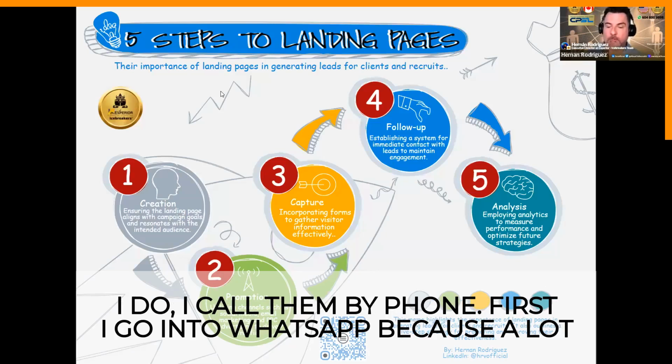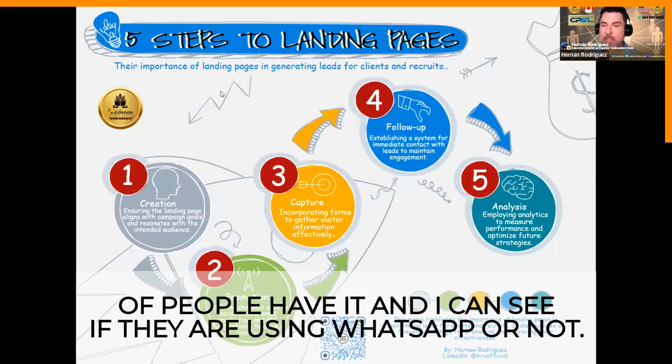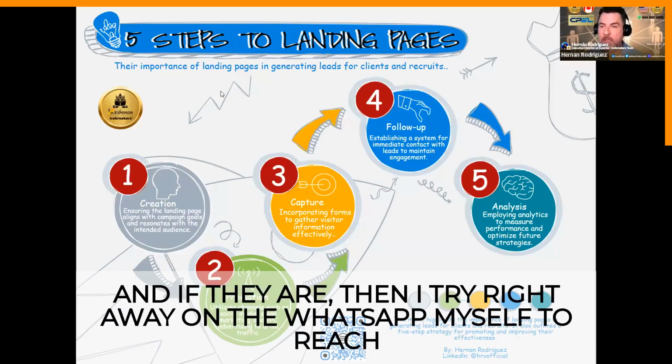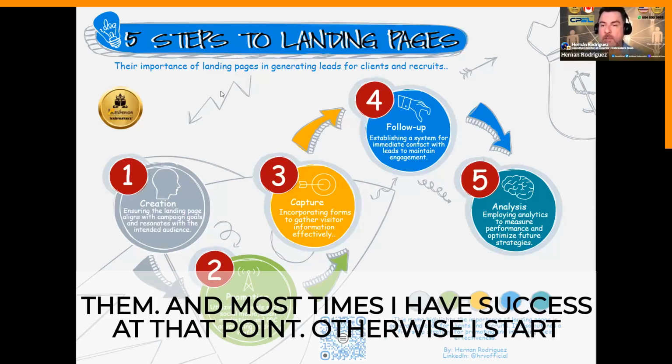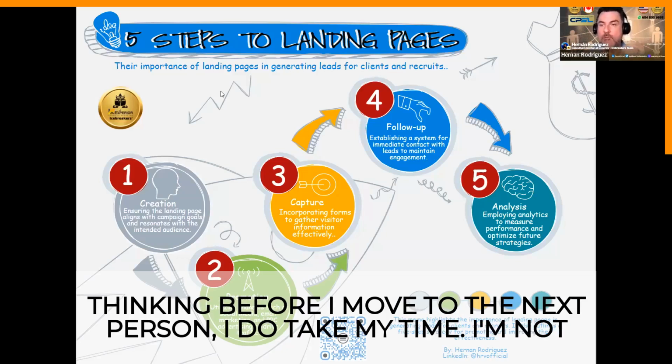I go into WhatsApp, because a lot of people have it, and I can see if they are using WhatsApp or not. And if they are, then I try right away on WhatsApp myself to reach them. And most times I have success at that point. Otherwise, I start thinking, before I move to the next person. I do take my time.